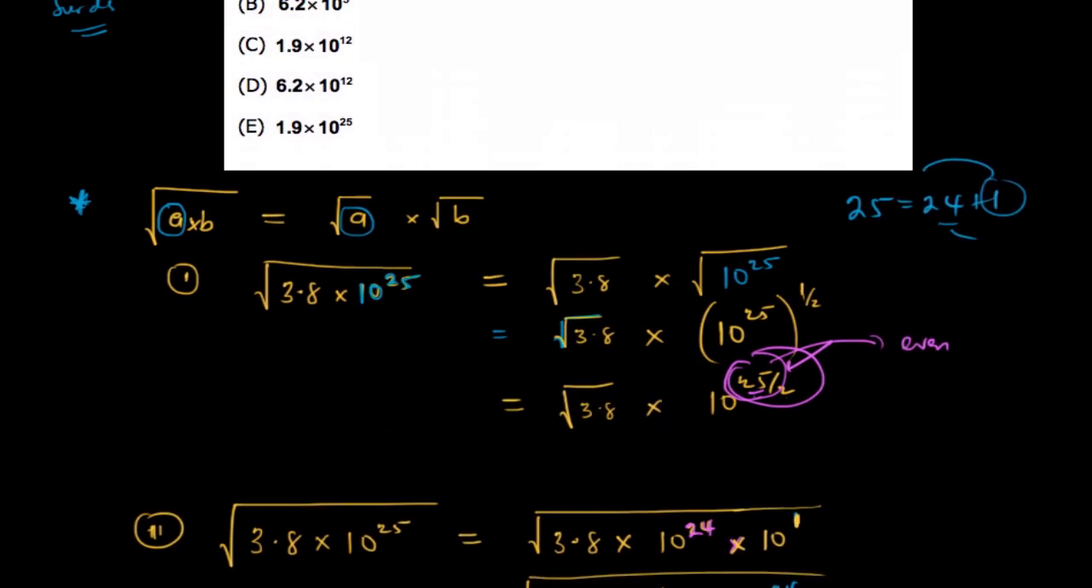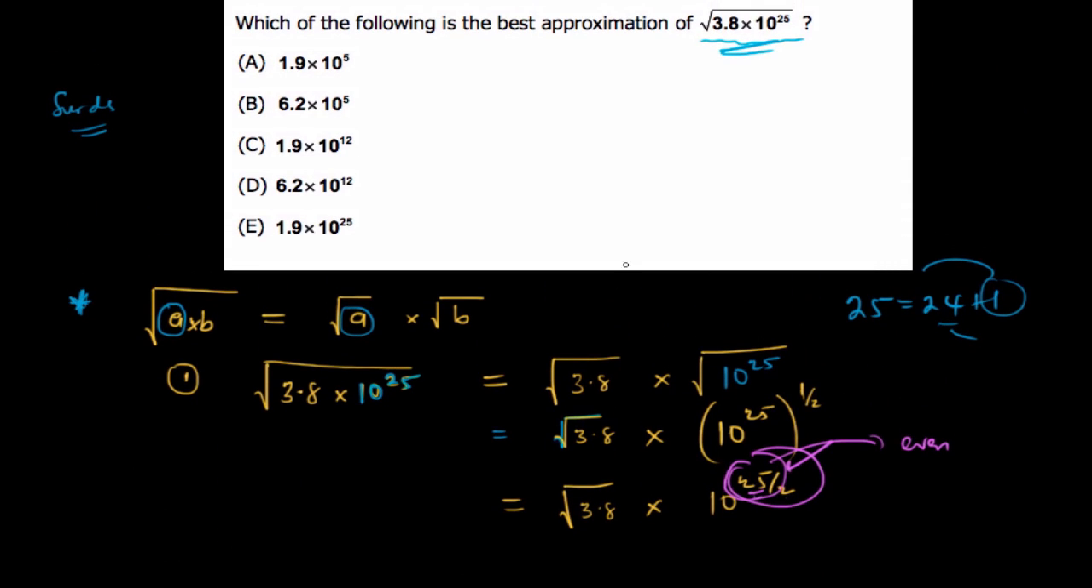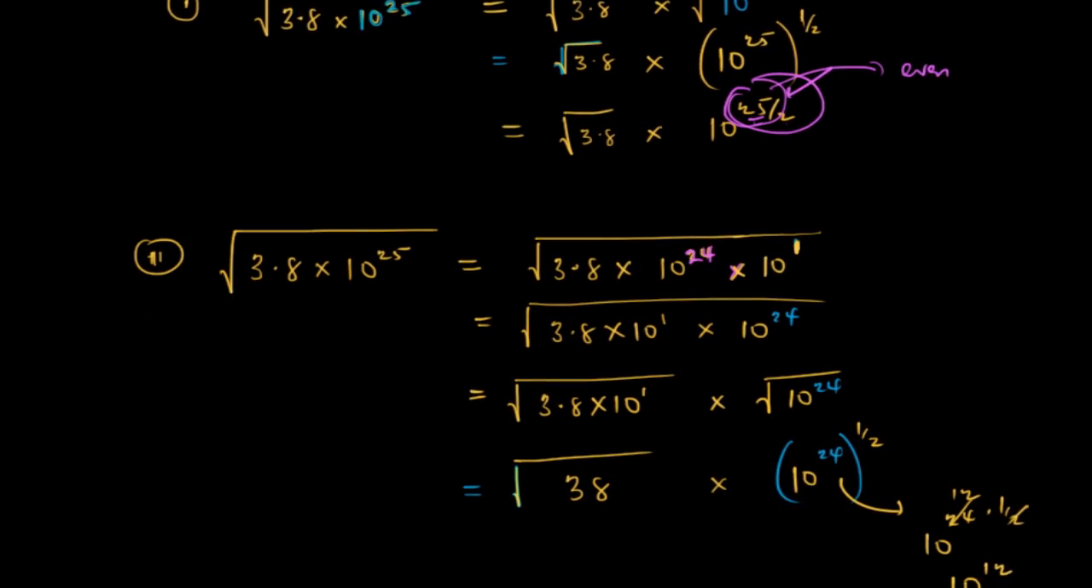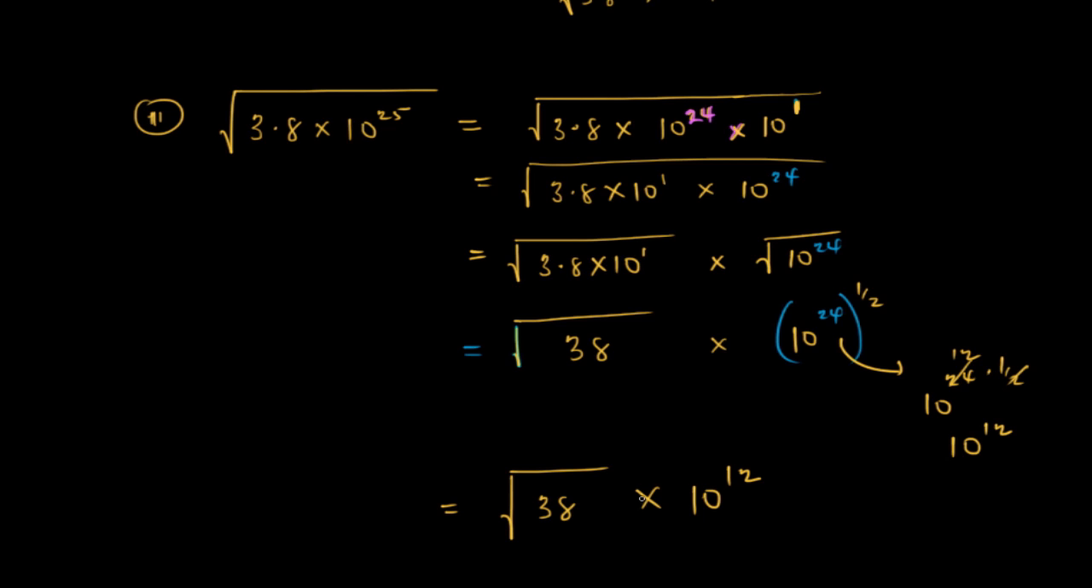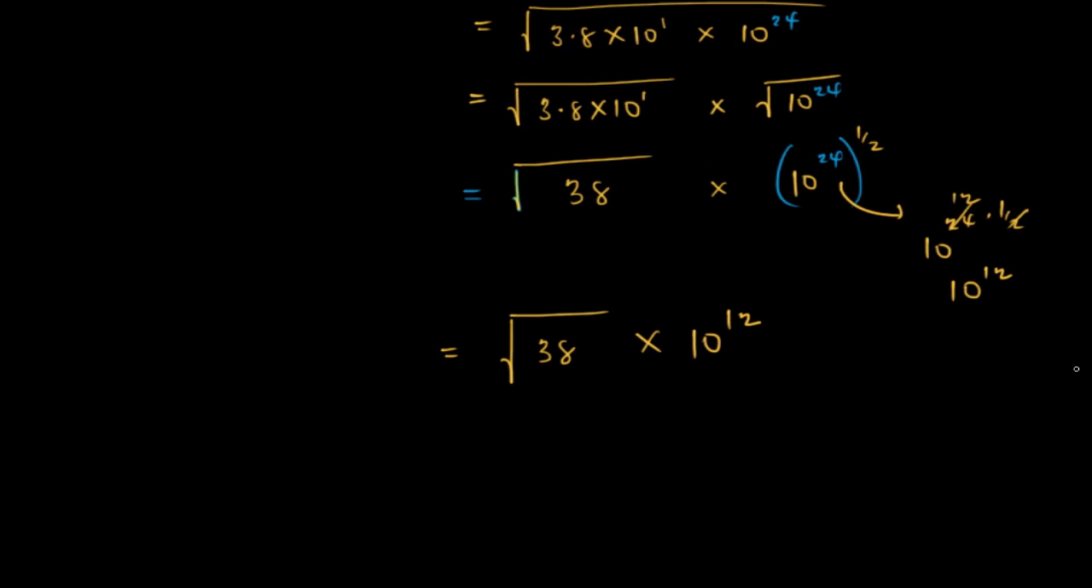But then when we go back to the question here, you have two options that say 1.9 times 10 to the power 12, 6.2 times 10 to the power 12. Now how then do you really know which you are going to choose as your answer? Since what we have here is the root of 38 times 10 to the power 12. So I can just show you a very good way to know which to choose.